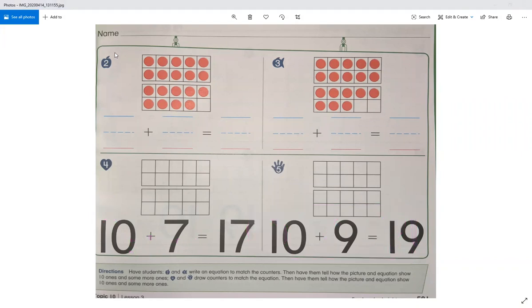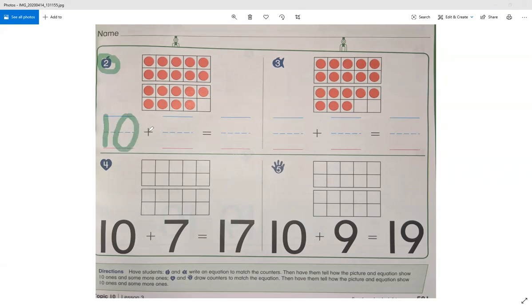All right, so for number 2, go ahead and write the number 2 on your paper. Let's take a look at this 10 frame right here. Write an equation to match the counters. Okay, so we have to create an equation, a math equation. So we know this top 10 frame has how many in it? Try to say it before I do. It has 10 in it because a 10 frame can hold 10 and all of them are filled up. So 10. So that's the number I'm going to start off with.